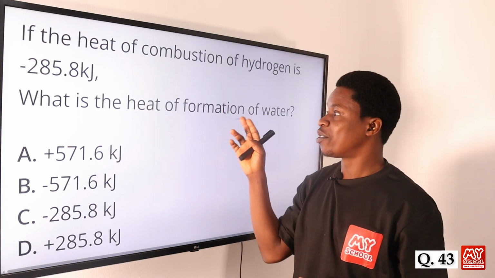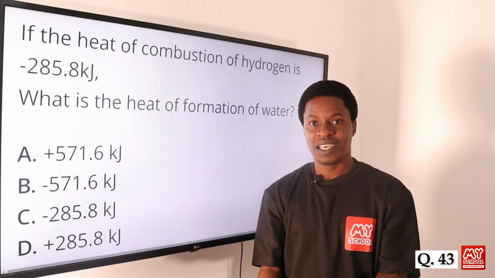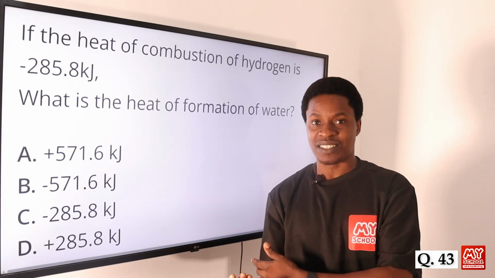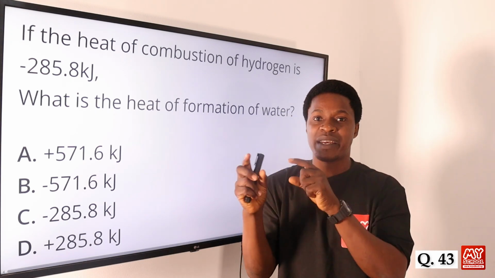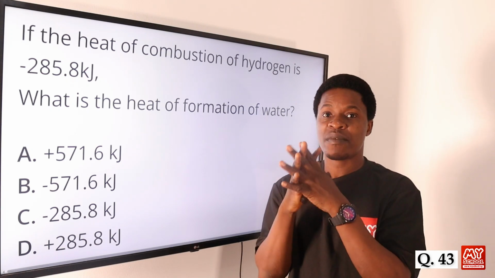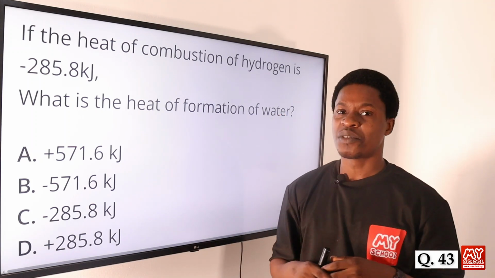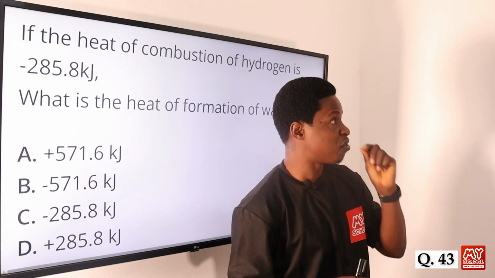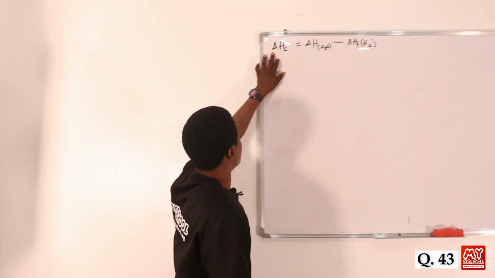When we talk about heat of formation, it has to do with the amount of heat that is either released or absorbed, it depends, when the constituent elements of a substance react together to form that particular water. But we are talking about the heat of formation of water. So we can write out a chemical reaction. Usually there's a formula we use. Let's look at the board.